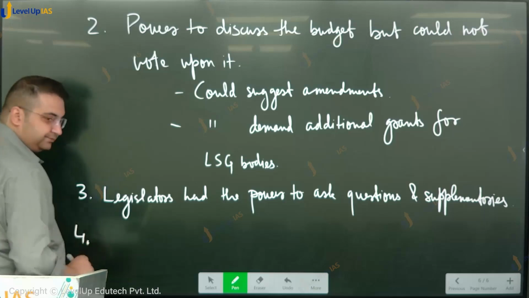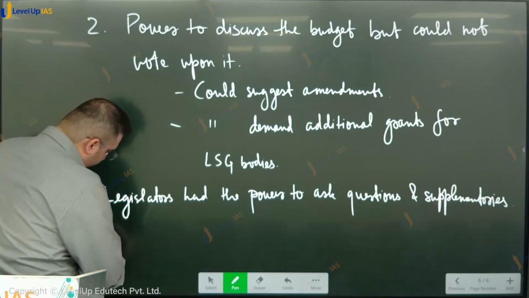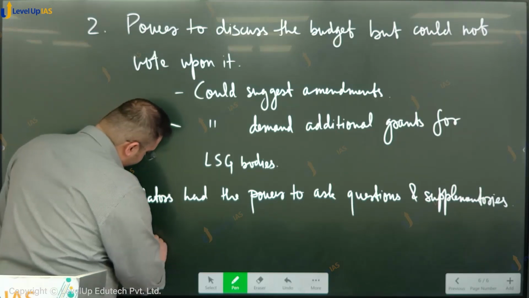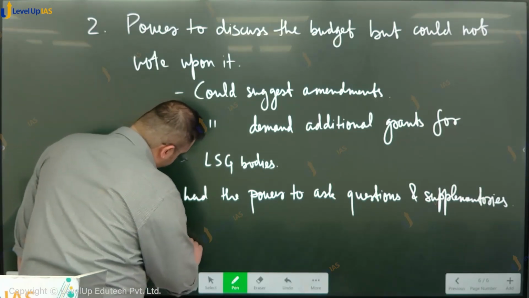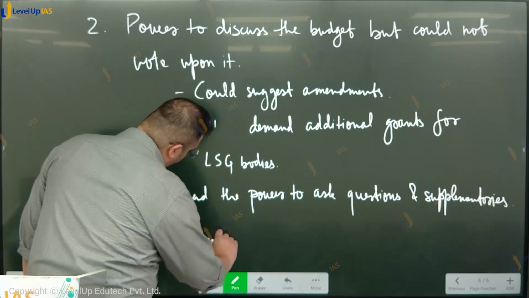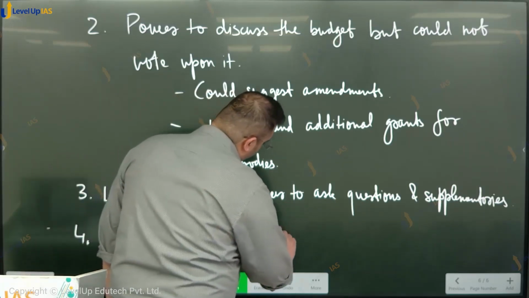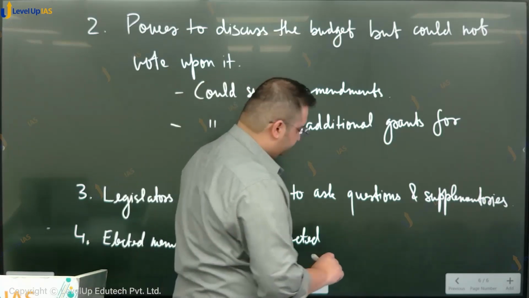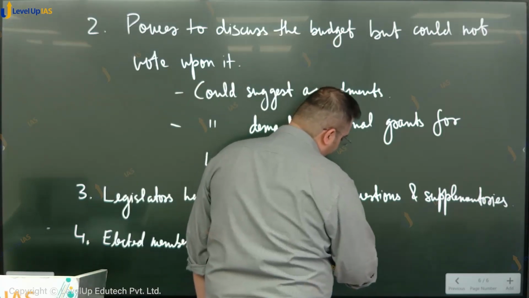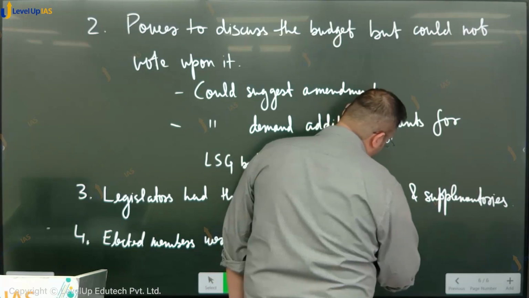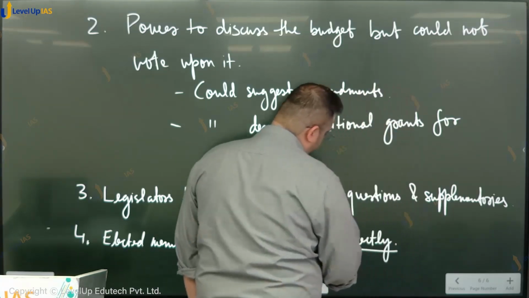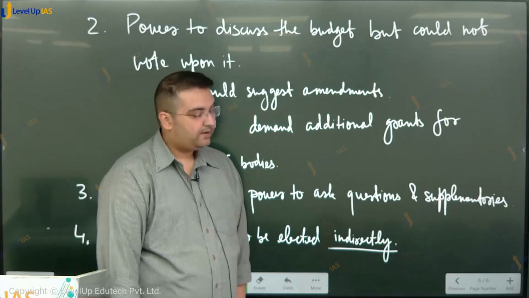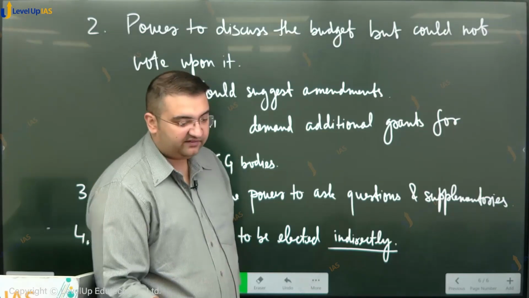Next provision. The elected members were to be elected directly or indirectly? Indirectly. Were to be elected indirectly. By whom? By the local self-governing bodies.